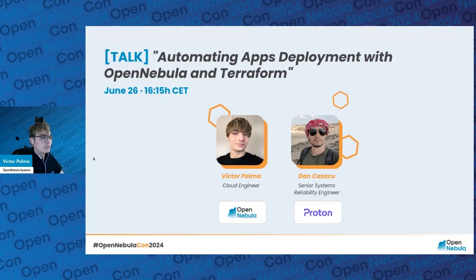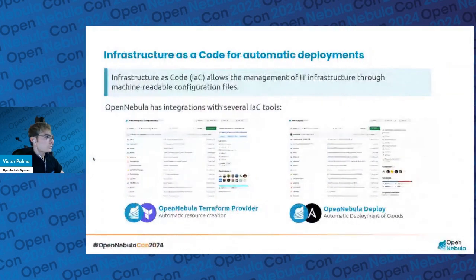So first, let us start with an introduction to get some context. First, what is infrastructure as code, or IaC? This is a fundamental principle in modern DevOps practices. IaC allows us to manage and provision computing infrastructure through machine-readable configuration files, rather than through physical hardware configuration or interactive configuration tools.